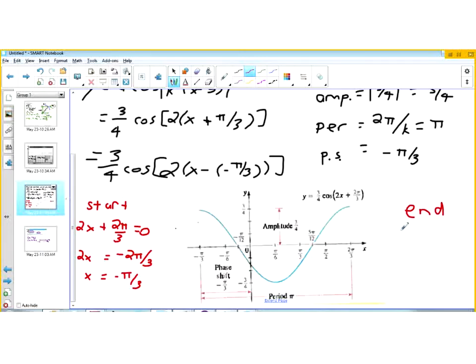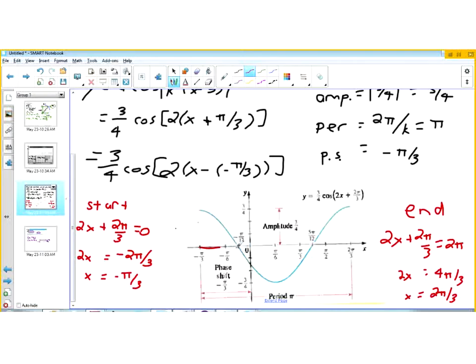If you need convincing, you can also say 2x plus 2 pi over 3 is equal to 2 pi. Okay, you can solve this. So 2x is equal to 4 pi over 3. And so x, the end of the period, would be 2 pi over 3. Okay. All right, so that's the interval for one period. We had a phase shift of pi thirds, so pi thirds to the left.